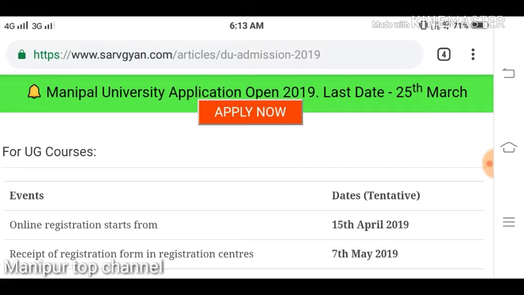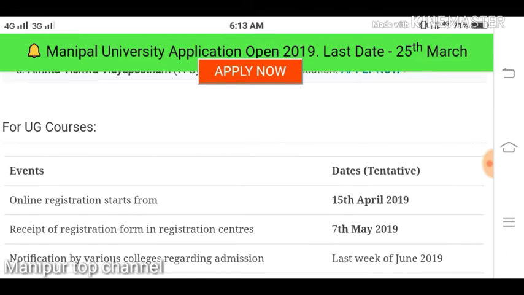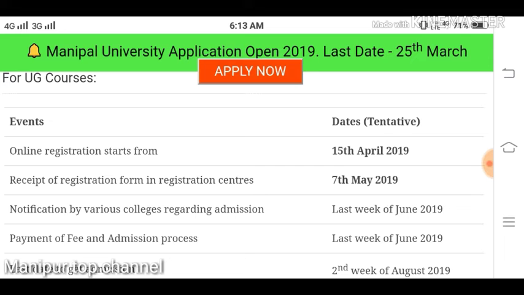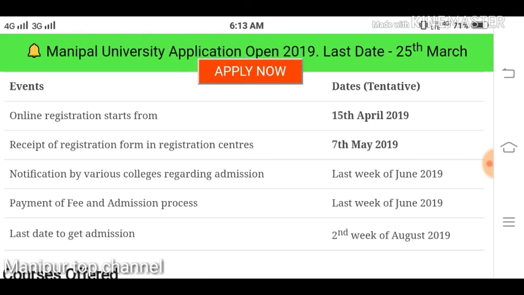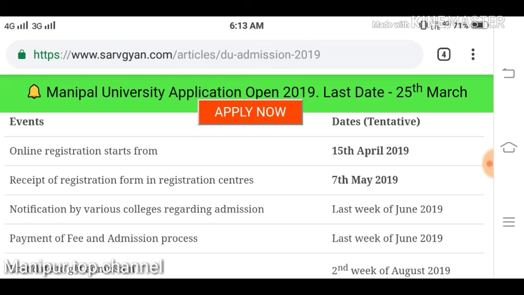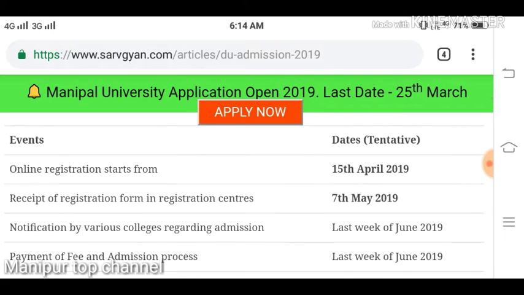See, online registration starts from 15 April 2019 for the undergraduate course for those who want to apply to DU colleges, and the receipt of registration form in the registration center is up to 7 May, and the notification by various colleges regarding admission is in the first week of June, and payment of fee and admission process in the last week of June, and the last date to get admission is the second week of August 2019. These are the very important dates.